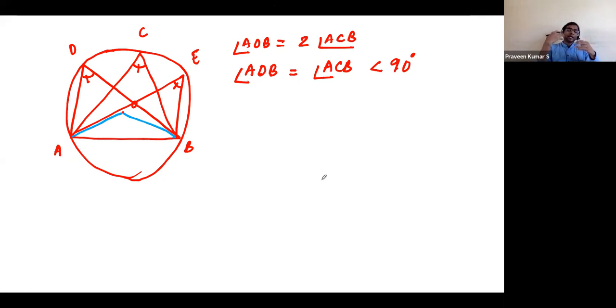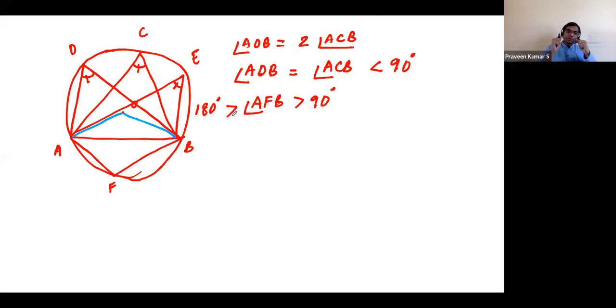And if you're drawing this angle in the minor segment, then this angle would be greater than 90 degrees but less than 180 degrees. It would become an obtuse angle. So if I draw something here in the minor segment, AF, angle AFB will always be greater than 90 degrees, and it will always be less than 180 degrees. So it will be an obtuse angle.